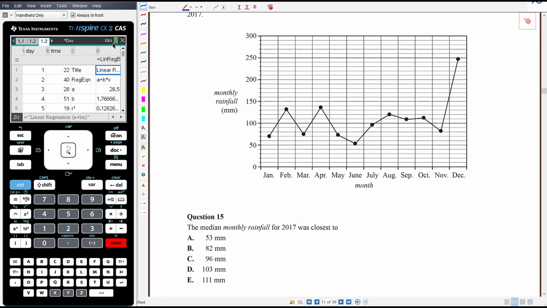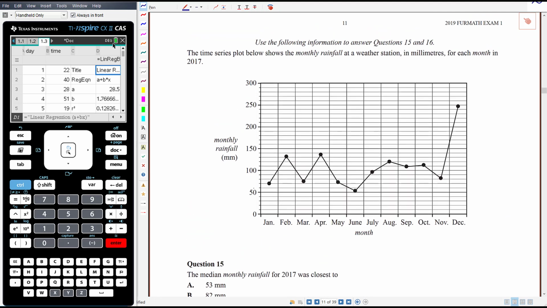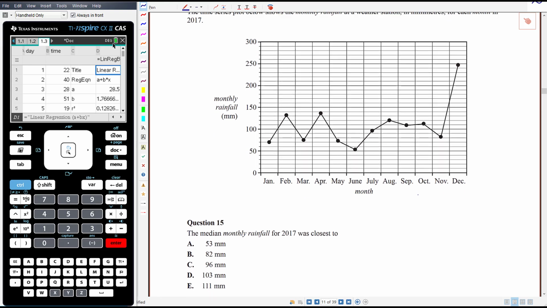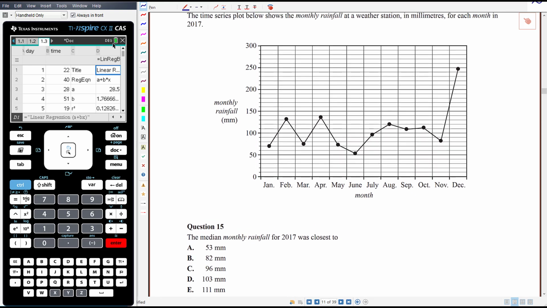Now, you could obviously enter all those data values into your CAS and get it to work out the median for you. But again, it's about working out, well, the median, if I've got 12 months, the median will be 12 plus 1 divided by 2, so it'll be the 6.5th data value. So we want to find between the 6th and 7th monthly rainfall values.